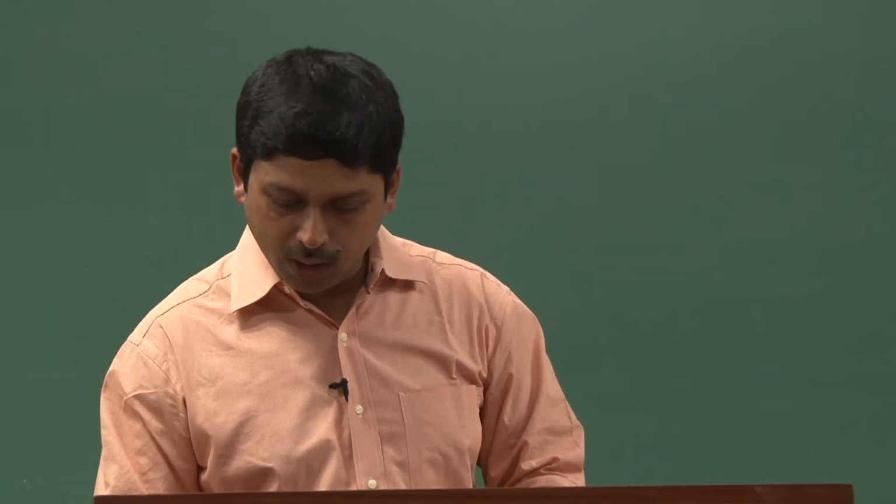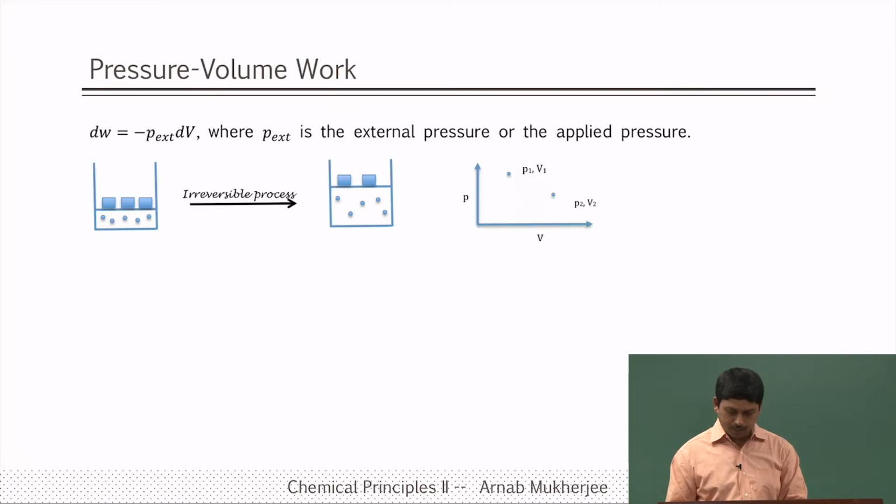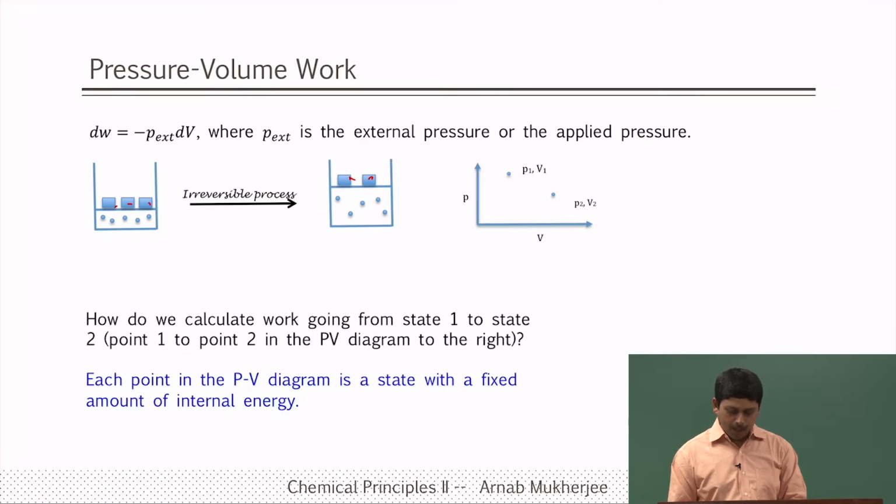Okay, let us do that through some example. So, this is what we talked about. Here there were 3 masses, we suddenly changed to 2 and then we got different states. Now, how do we calculate the work going from state 1 to state 2?